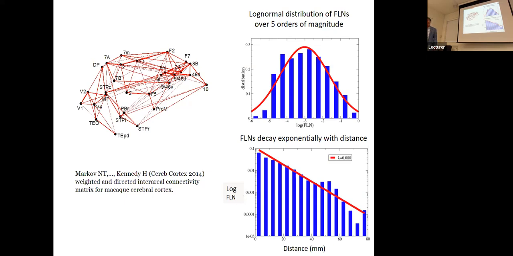So your V1 to V2 is different from V2 back to V1. So you have a number assigned to each directed connection path. And I will summarize two major findings. One is that the weights are very heterogeneous, spanning five orders of magnitude, that can be fitted with a log normal distribution. And secondly, the connection weight for any pair of areas, A and B, decays exponentially with the wiring distance. What that means is that you cannot really think about a cortical network as a pure topological graph. We should really take into consideration the spatial embedding, the spatial proximity of areas in such a network.